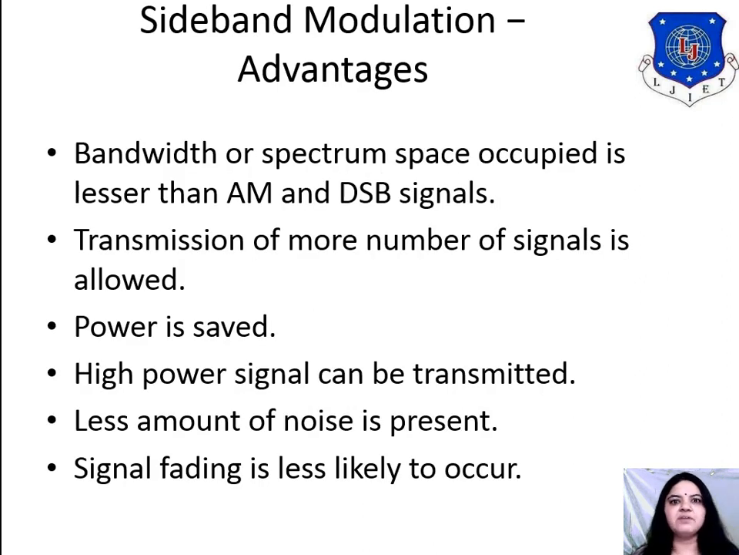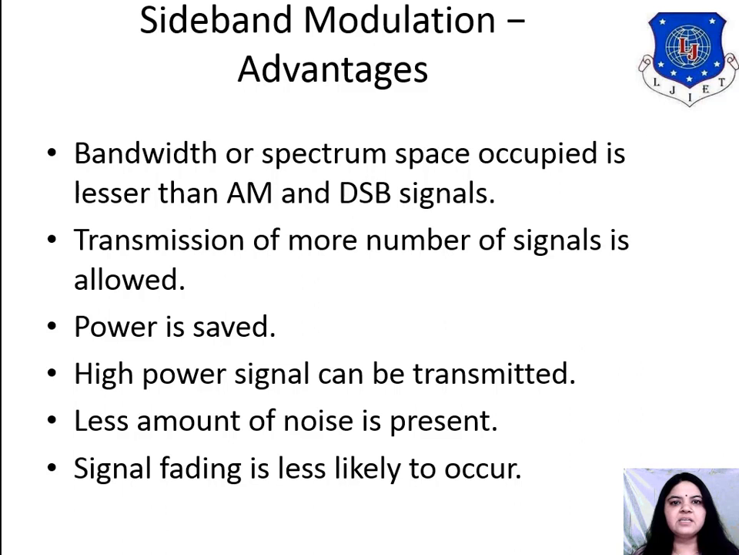There are various advantages of the single sideband modulation. The bandwidth of the spectrum space occupied is lesser than the AM and DSB signals. Transmission of more number of signals is allowed. Power is saved. High power signal can be transmitted. Less amount of noise is present, and signal fading is less likely to occur.